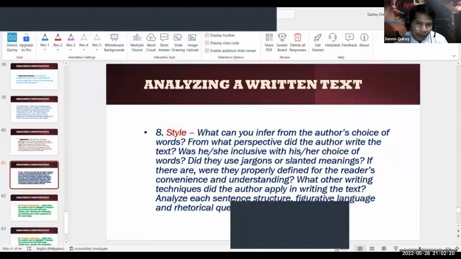Okay, what other writing techniques did the author apply in writing the text? Okay. Did the author analyze each sentence structure, figurative language, or rhetorical questions existing in the text? Naa ba siya gigamit niya mga figurative language or mga rhetorical questions? Kanang mga word nga lahi ang meaning ba? Naa na yung mga figurative language. Sabtan ninyo ang figurative language kung naa moy creative writing. Naa na siya, figurative language. Okay, number 9. Drawing conclusion.